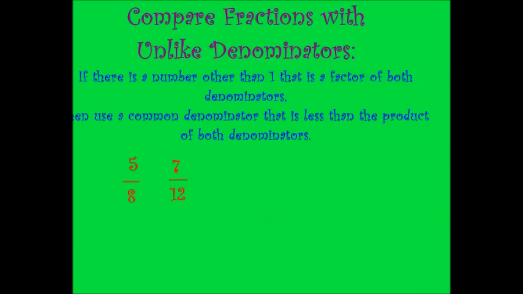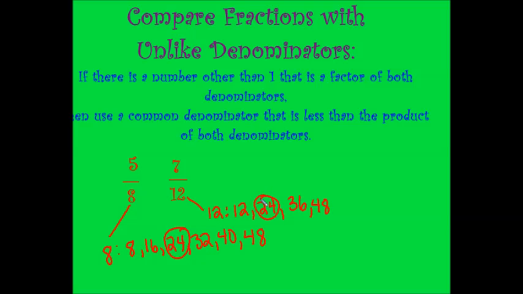Our third method is used when both denominators have a common factor besides 1. We can start by listing the first few multiples of each denominator. So, for the 8, the count bys are 8, 16, 24, 32, 40, 48. For the number 12, the count bys are 12, 24, 36, 48. I see 24 is the lowest common multiple, so I will use it as my common denominator.